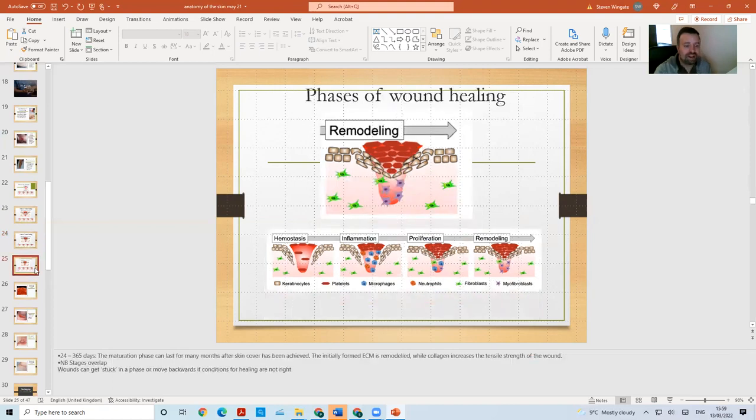Okay. And then finally, looking at the remodeling stage. So this is where the white cells and all of that lot are disappearing. The fibers are kind of standing back.